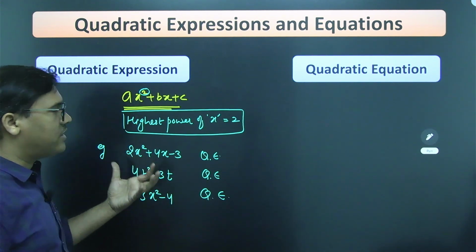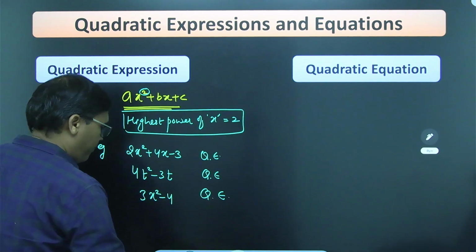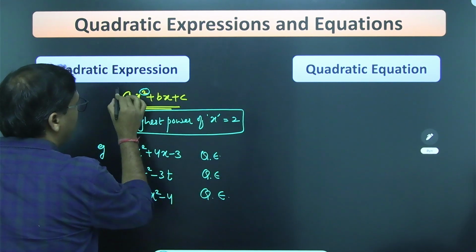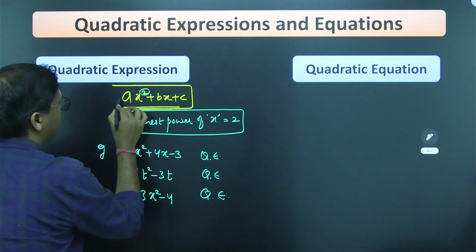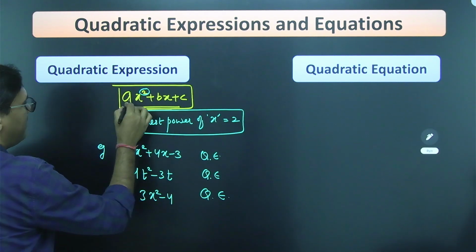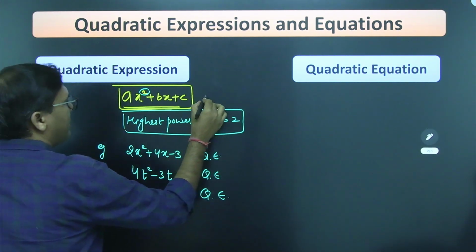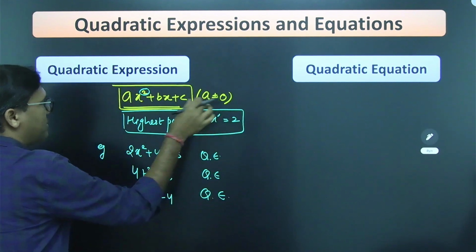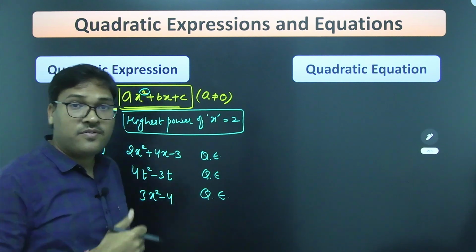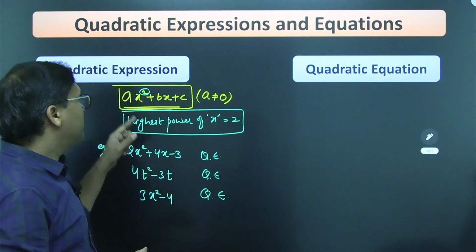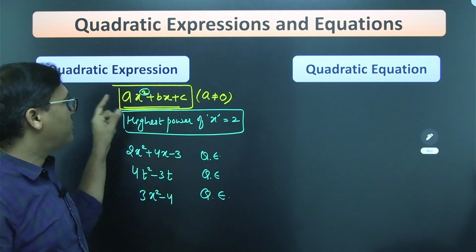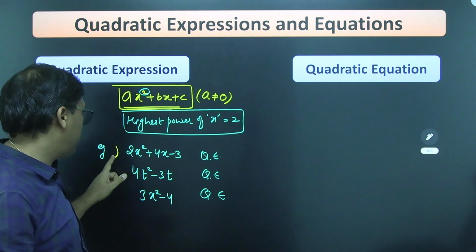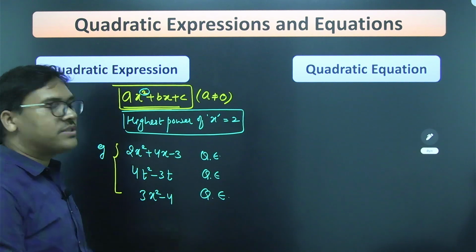The highest power of the variable is 2. So the general form we always write, called the standard form, is ax square plus bx plus c. Any expression of this form, ax square plus bx plus c, where a is not equal to 0. I hope you can understand why a should not be equal to 0, because if a becomes 0, the highest power will not be equal to 2. Then this will not be quadratic. That is why a should not be equal to 0. So this type of expression is called a quadratic expression.